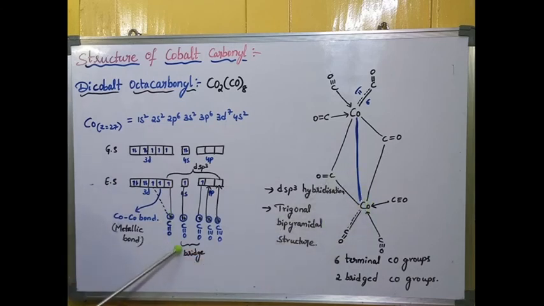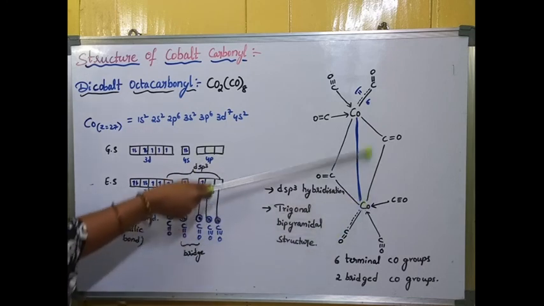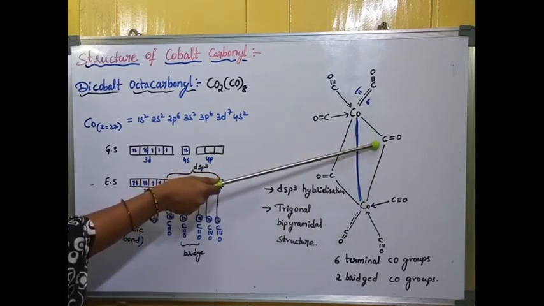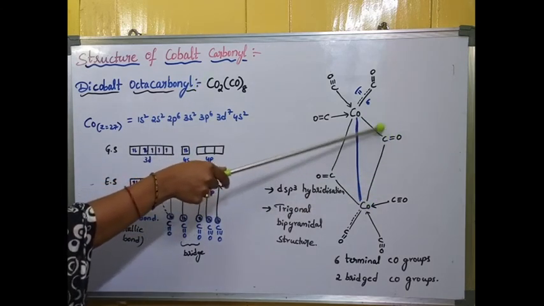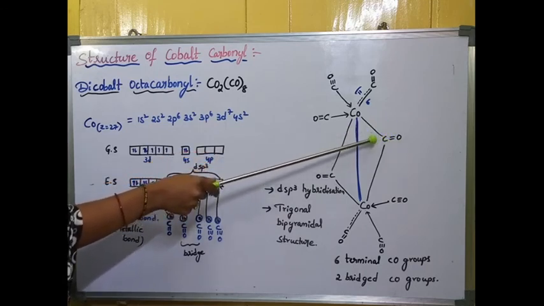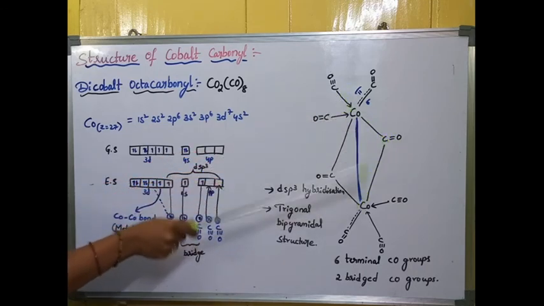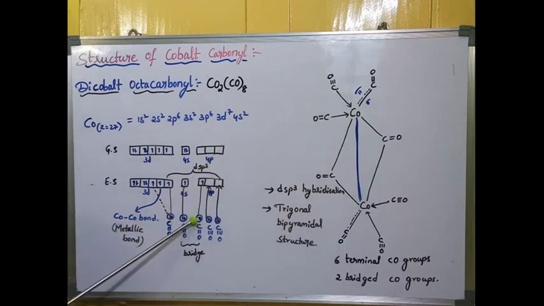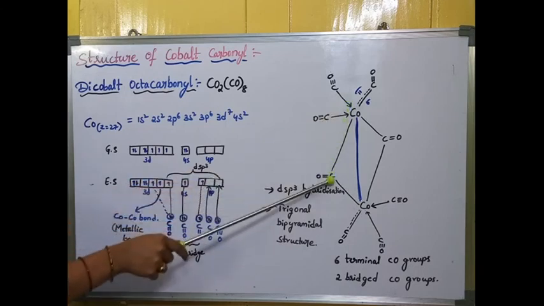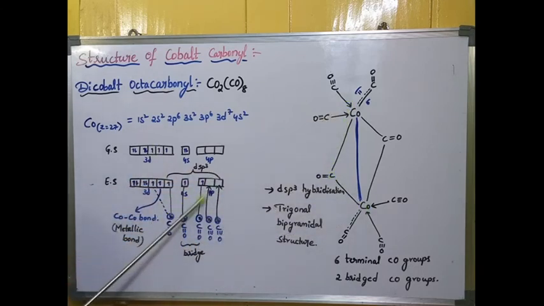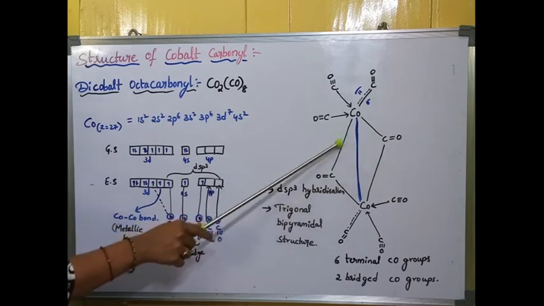Next, the CO group which has two electrons will donate one electron to 4s and one electron to the other Co. Here a bridge is there, no? One electron is donated to this Co and one electron to the other Co. This C is involved in the bond formation. The next CO also donates one electron to the 4p unpaired electron of Co and one more electron to the other Co. So these two are involved in sigma bond formation, that too in bridge formation.